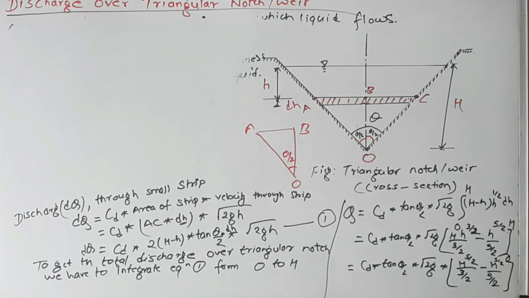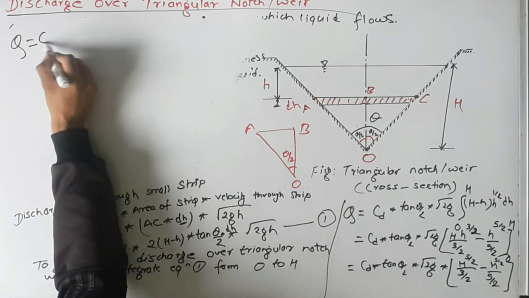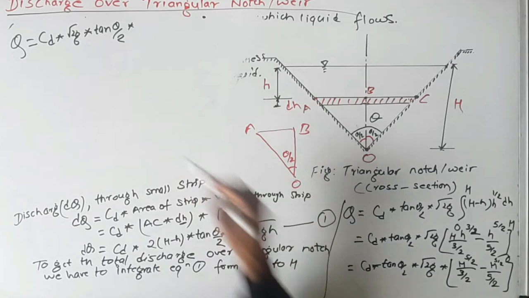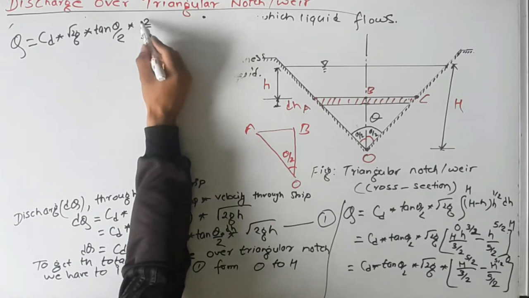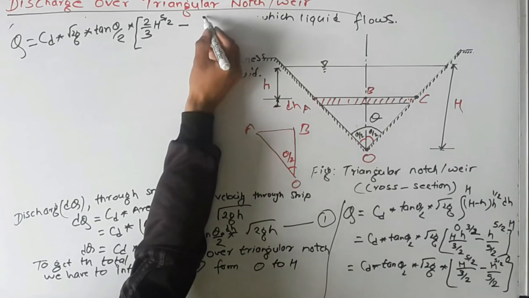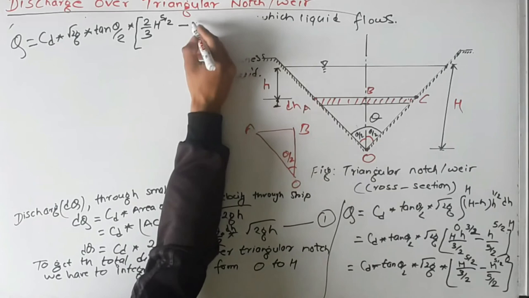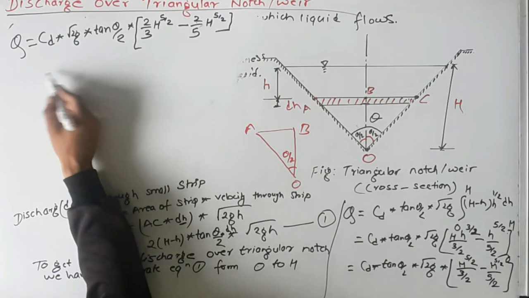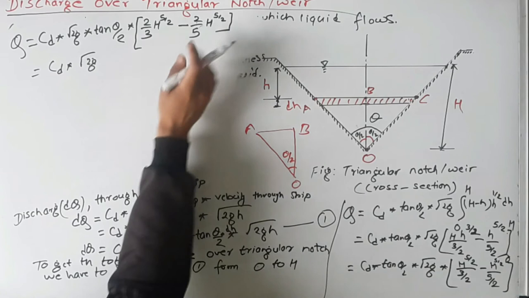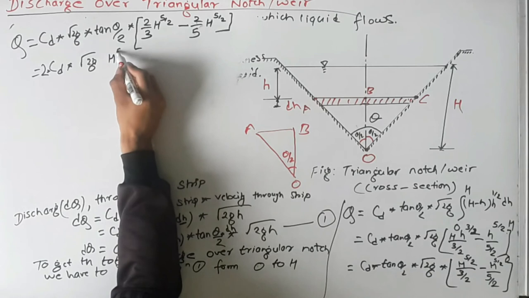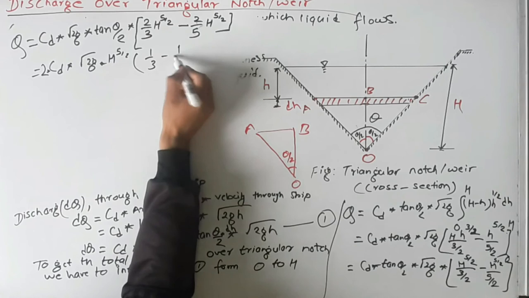Now we get the final value of discharge here. Q is Cd into root under 2g into tan theta by 2 into, 3 by 2 is 2 by 3, H to the power 5 by 2, minus, 5 by 2 is 2 by 5, into H to the power 5 by 2. We can take the LCM of these terms. We can take 2 common, and we have 1 by 3 and 1 by 5, and H to the power 5 by 2 is also common. 1 by 3 minus 1 by 5.